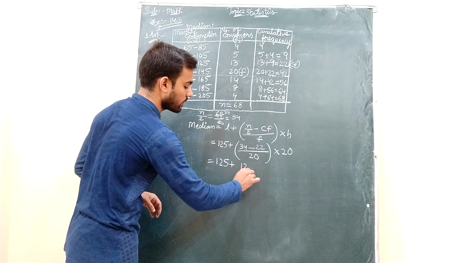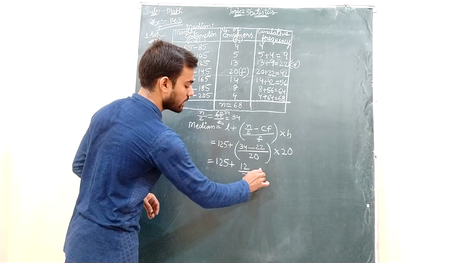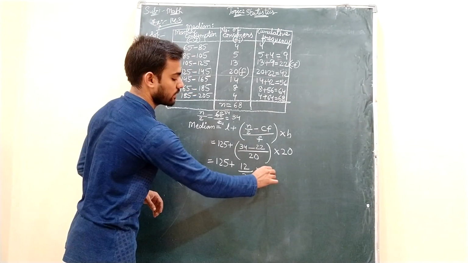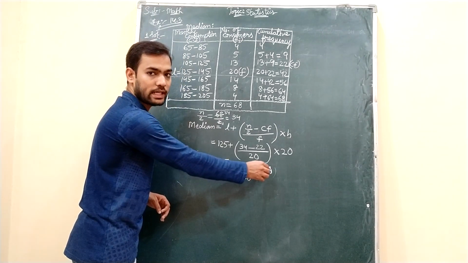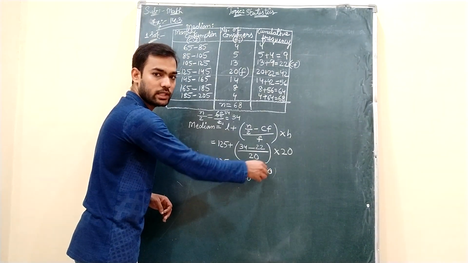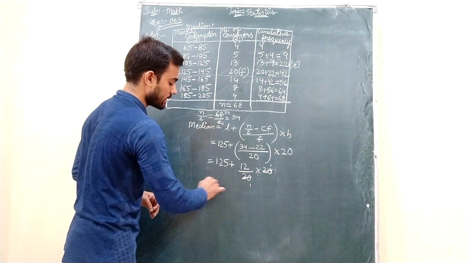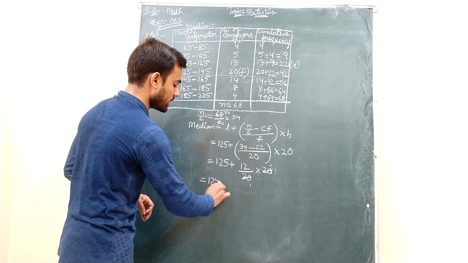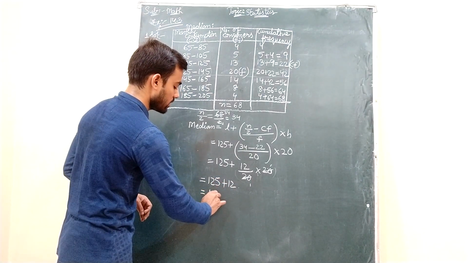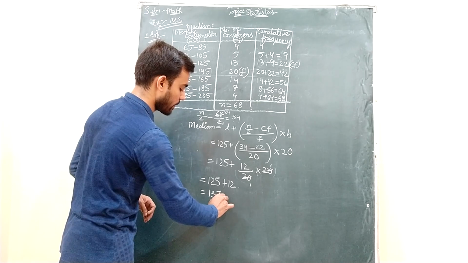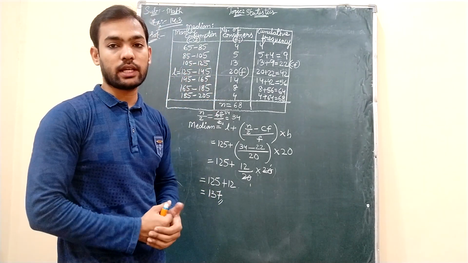12 divided by 20, into 20. In this portion, there is a multiplication sign over here. So we can cancel this 20 and this 20, numerator 20 and denominator 20. 20 ones are 20, 20 ones are 20, gets cancelled. What remains? 125 plus 12, which is nothing but 137. 137 is the median of this given data.